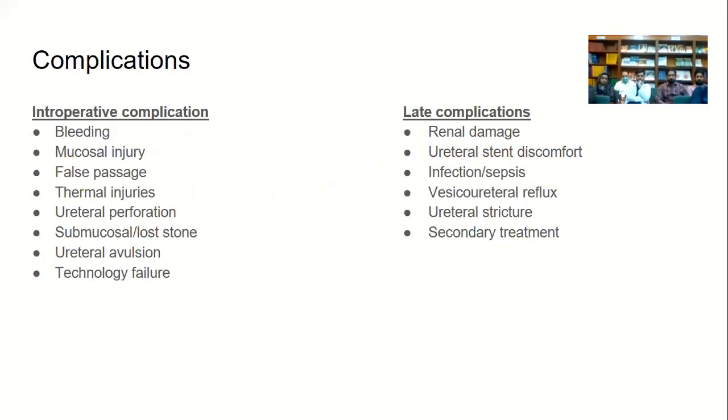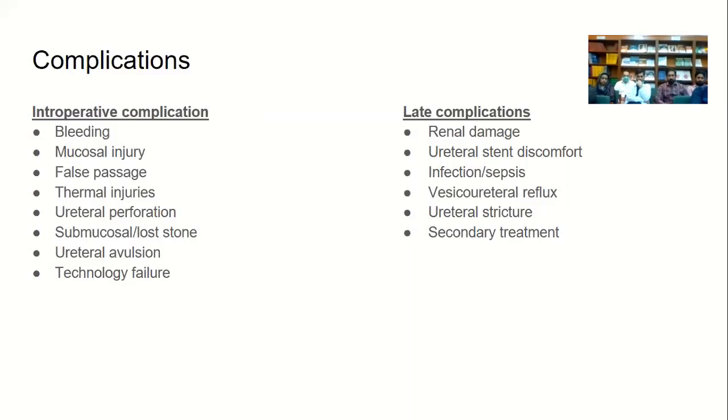Then there are the complications which occur during the performance of the URS. There is chance of bleeding, mucosal injury, some false passage, thermal injuries, ureteral perforation, submucosal or lost stone, which later causes granulation there, or ureteral avulsion, technology failure, which may be because of damage to the flexible or semi-rigid ureteroscope.